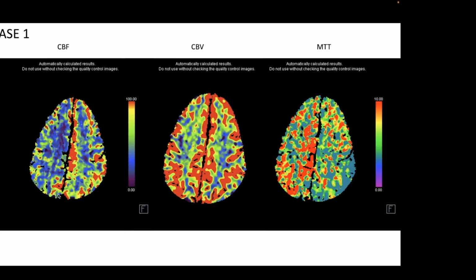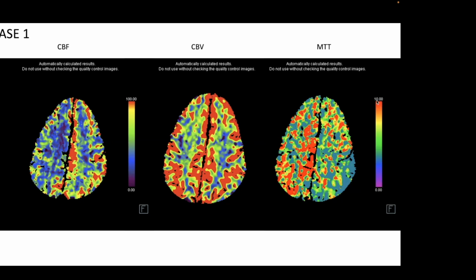So this is how I would approach this case: if the cerebral blood volume image looks normal, right? One of the predictors of infarction is impaired, low cerebral blood flow and low cerebral blood volume. But we do not have low cerebral blood volume. We have normal cerebral blood volume.